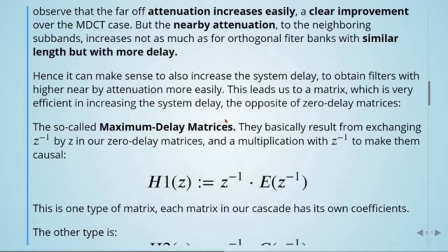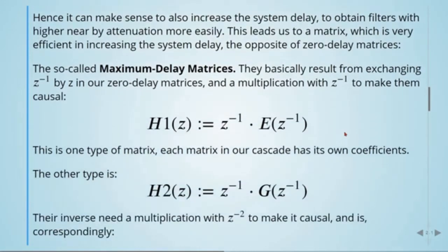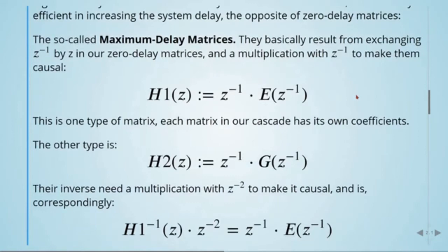This leads us to a matrix which is very efficient in increasing the system delay, the opposite of zero delay matrices. The so-called maximum delay matrices. They basically result from exchanging z to the power of minus 1 by z in our zero delay matrices and a multiplication with z to the power of minus 1 to make them causal. So this is what we are doing here.